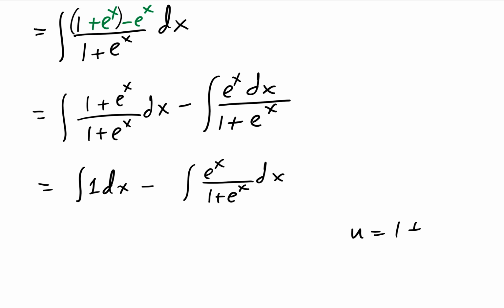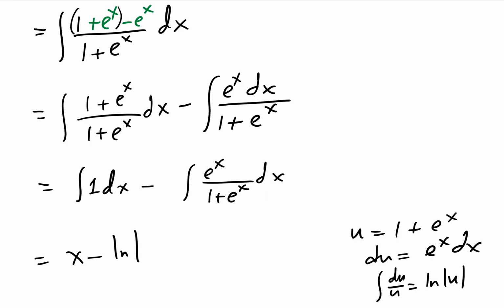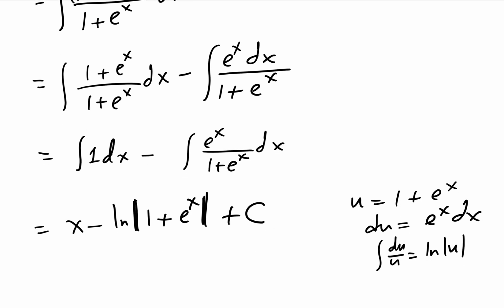u equals 1 plus ex. du is ex dx. So it's going to be the integral of du over u, which is natural log of the absolute value of u. So natural log of the absolute value of 1 plus ex plus c. Now one thing important to know here is the absolute value is not needed. Why? Because ex is always positive, plus 1 is always positive. So this quantity, we know it's always positive, so there's no need to put an absolute value there.